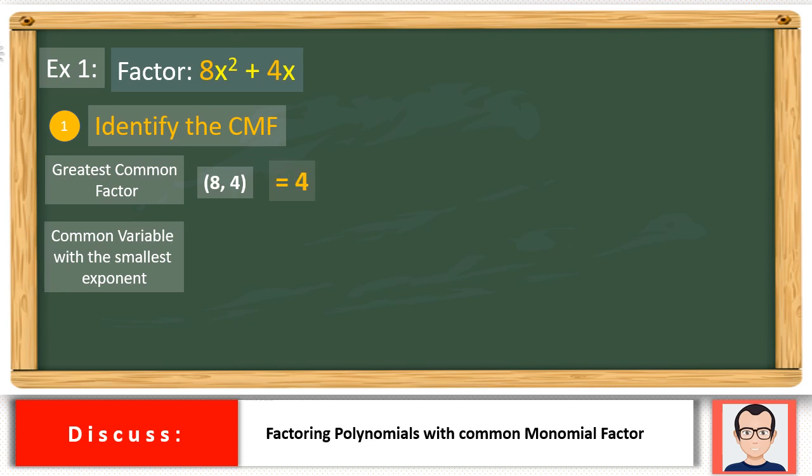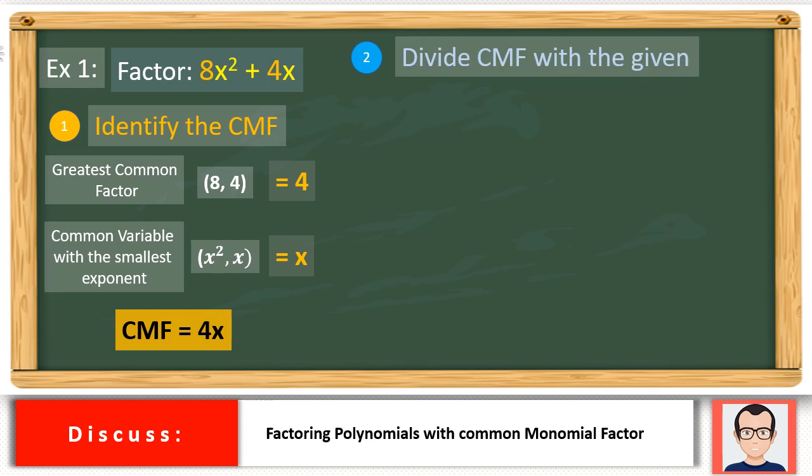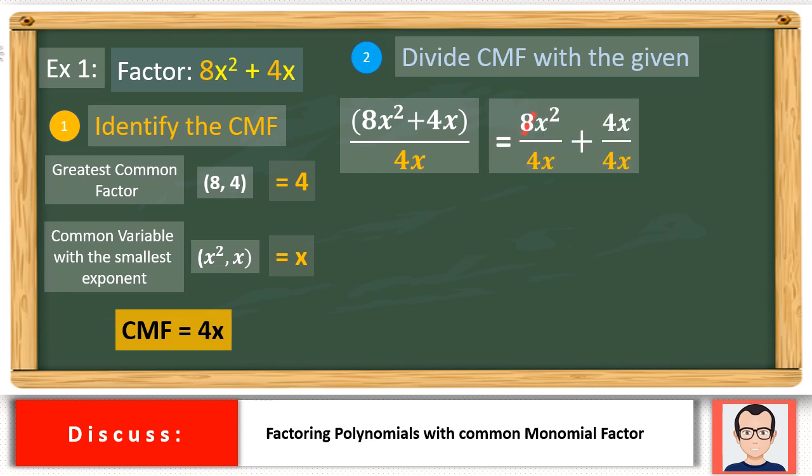For the common variable, we check the variable that is present on all terms, and that variable is x. Checking on it, the smallest variable is x itself. We combine the answers, and our common monomial factor is equal to 4x. The second step will be to divide the common monomial factor with the given. That would give us 8x squared plus 4x divided by 4x.